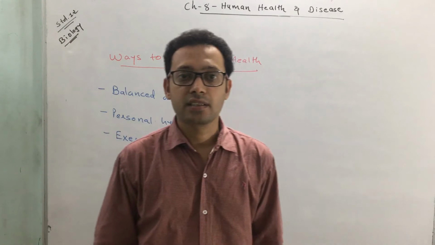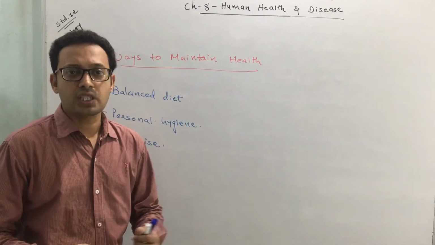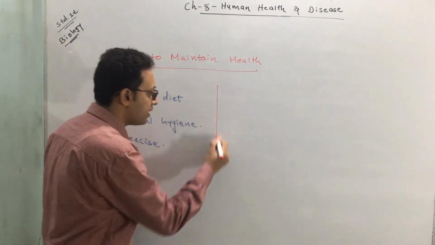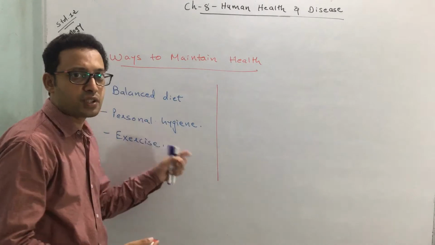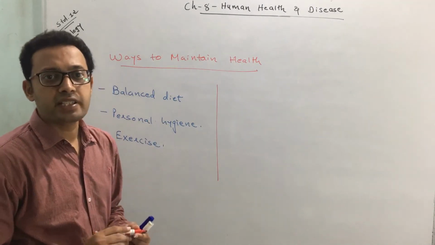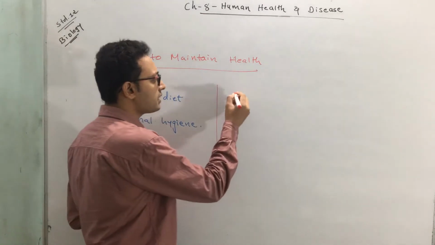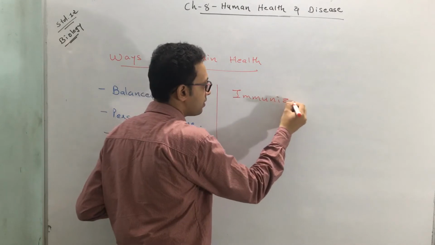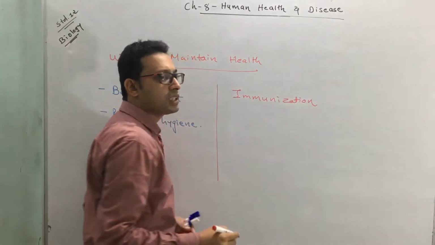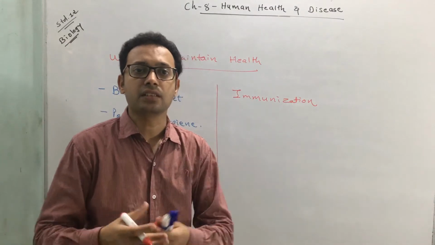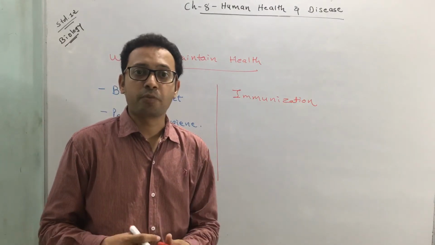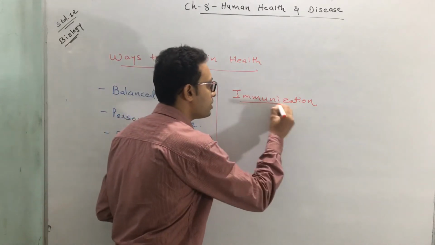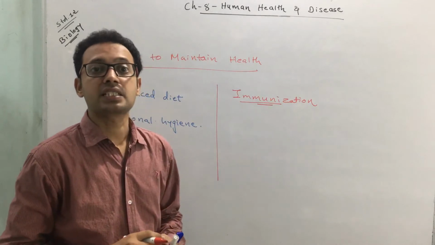Okay, there are also certain other ways by which you can maintain your health in good condition. These are the main three focus, but there are also other ways. First thing is, you go for immunization. What is immunization? Immunization means giving a vaccine. The vaccine has a property that protects your body against diseases. So you go for immunizations regularly wherever necessary.